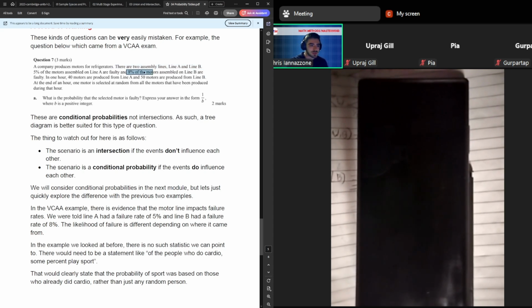To give an actual example, we have fault rates on assembly lines. We're told it's an 8% fault rate on line B. That statistic is only relevant because the motor was conditional on the fact that it came from line B. That makes it a conditional probability.